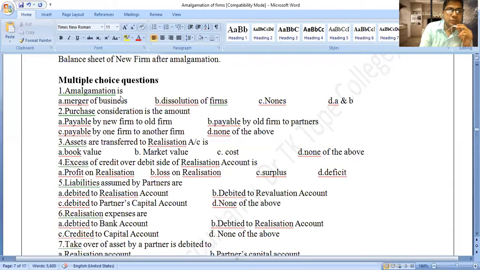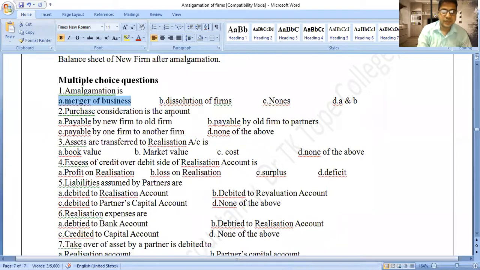Okay, fine. Now, friends, whenever we talk about multiple choice, amalgamation is, so the answer is, it is a merger of business.